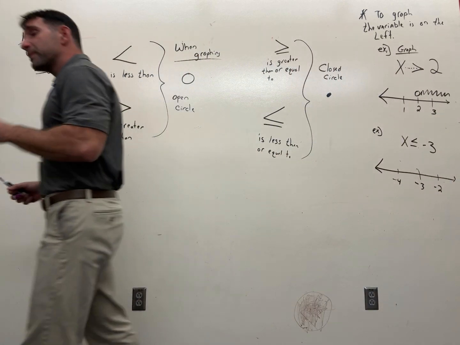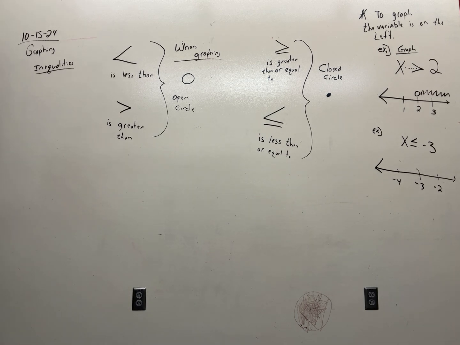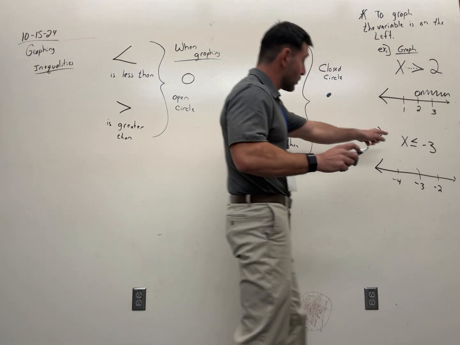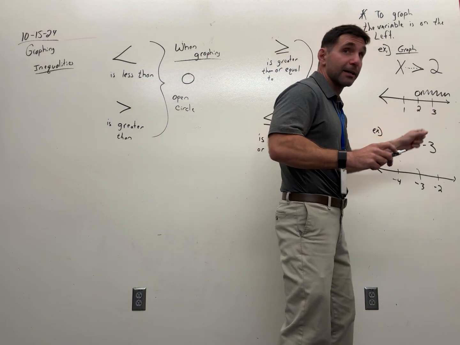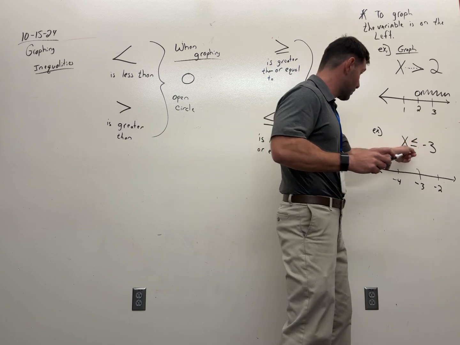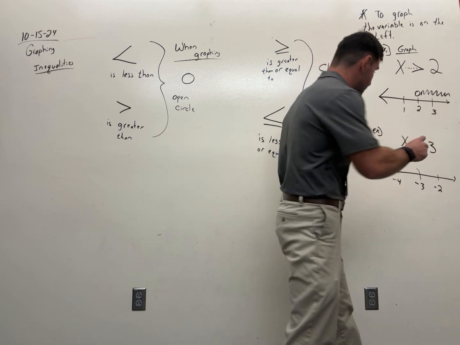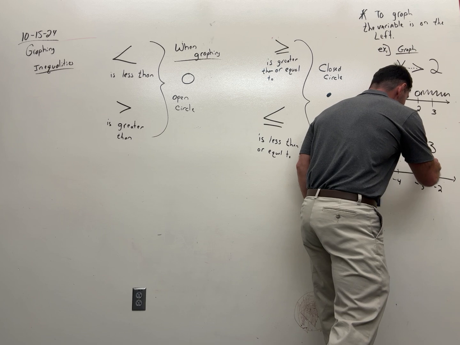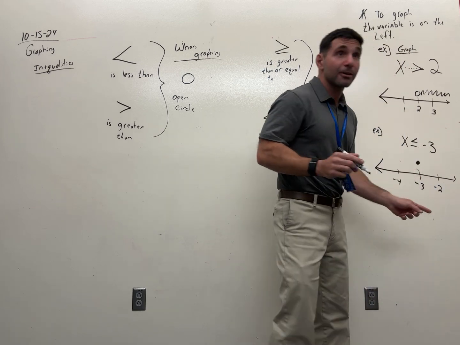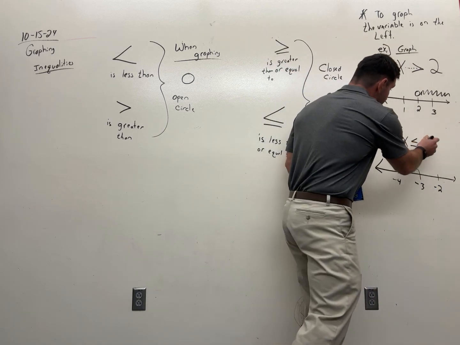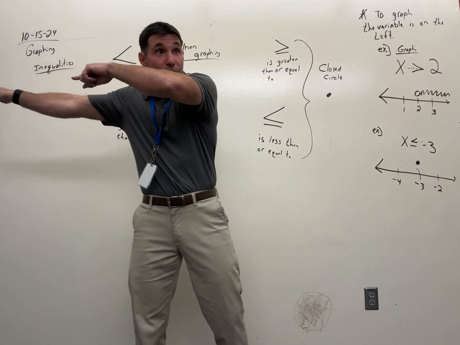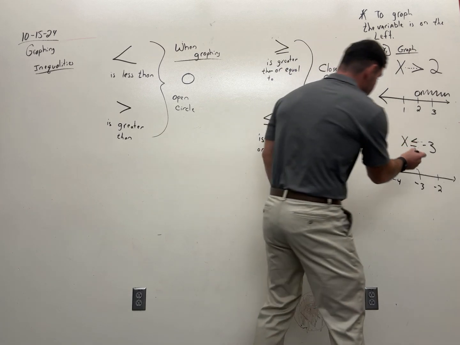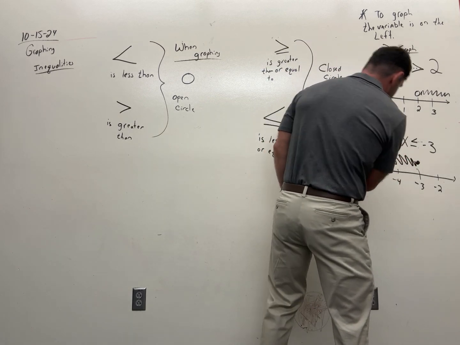Is it going to be an open circle or a closed circle? Closed, because is -3 less than or equal to -3? Is -3 equal to -3? Yeah. So this is part of my solution. That's allowed to be part of the solution. From there, if the variable's on the left, we can make that arrow. It's pointing this direction, so we shade this direction.